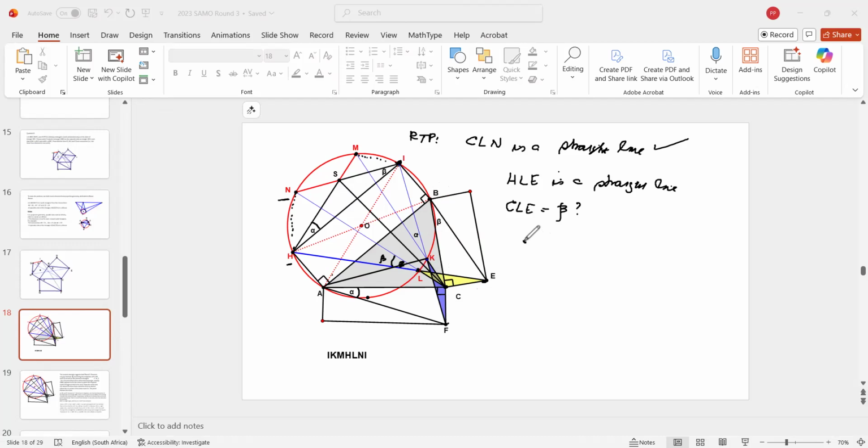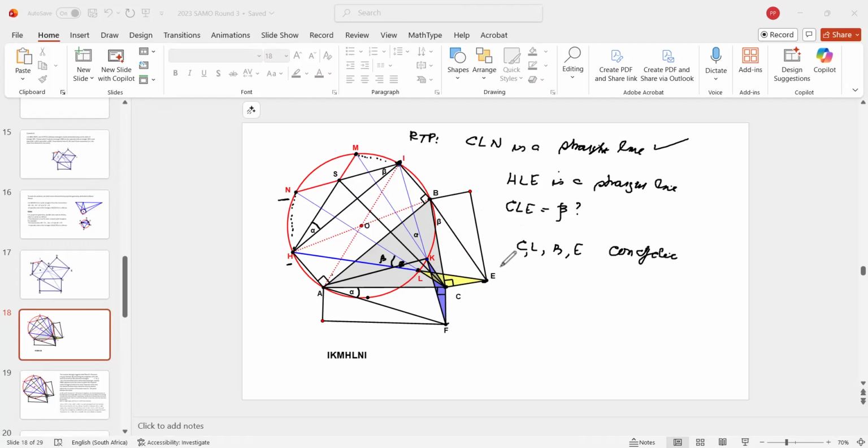So the question now is CLBE, are they concyclic? If we know they are concyclic, it's the same kind of argument as before, but we are now following the beta route. So CLB and E, are they concyclic? Do they all lie on a circle? If they do, then I can say that this angle is beta, and that's exactly what I want to prove.